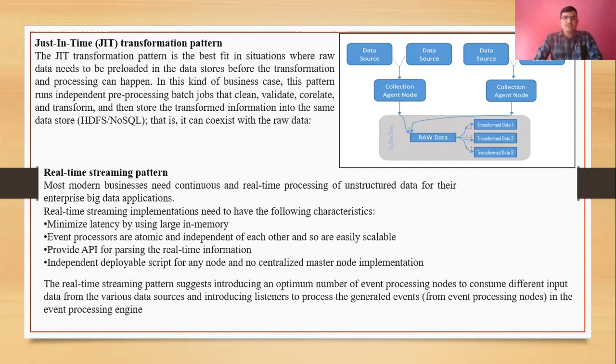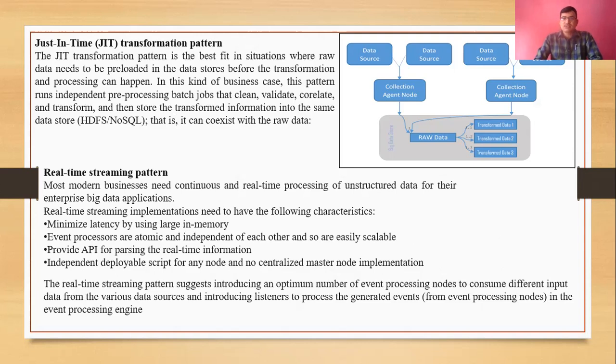So in this kind of business case, this pattern runs independent pre-processing batch jobs that clean, validate, collate, and transform, and then store the transformed information into the same data store, HDFS, NoSQL. That is, it can coexist within the data. So the data is preloaded before performing transformation and processing. That is the batch operation process.